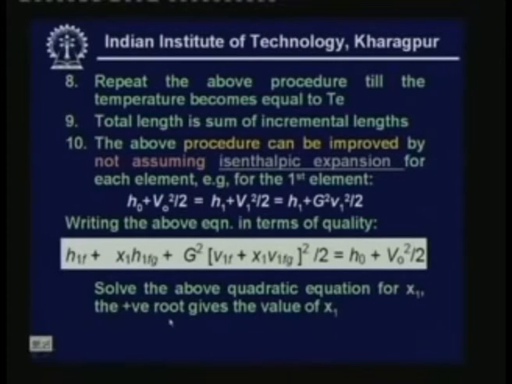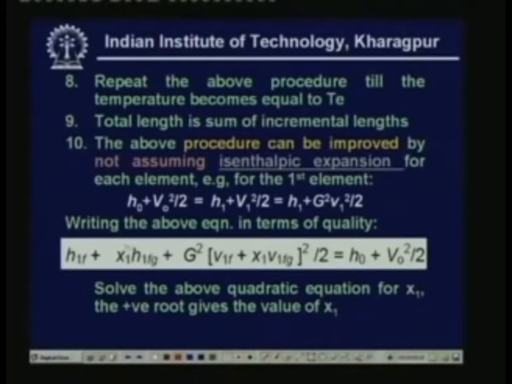So you can improve, as I said, the above procedure by considering a non-isenthalpic expansion. That means we write the energy equation also, in addition to the mass and momentum equations, like this: H0 plus V0 square by 2 is equal to H1 plus V1 square by 2, and replace V1 by mass velocity G and specific volume v1. That equation is written in terms of the dryness fraction x1, right. So you ultimately get this equation.